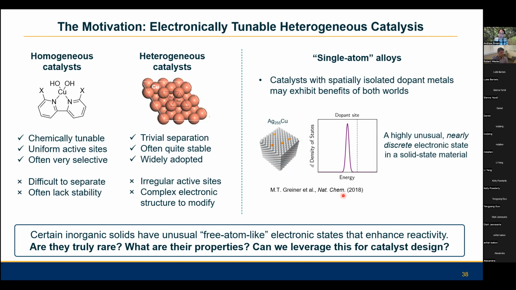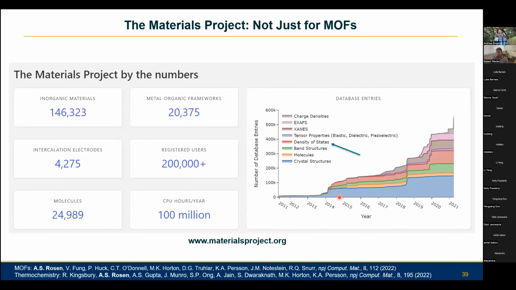Additionally, there's a paper that was published in Nature Chemistry discussing how there's a very unusual electronic structure property in these materials, where the dopant metals behave not like solids, but more like a molecule. And I'll describe what I mean by that in just a moment. But suffice to say that if a material has unusual electronic properties, it can have unusual reactivity. And the question is, is this phenomenon rare? Why does it occur? And can we leverage this for catalyst design if it's more general?